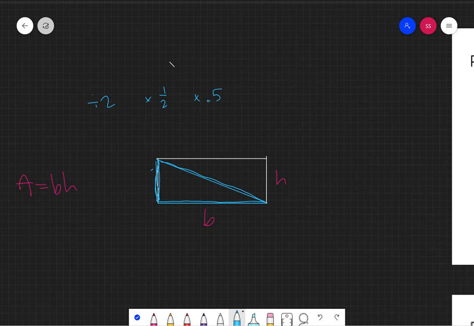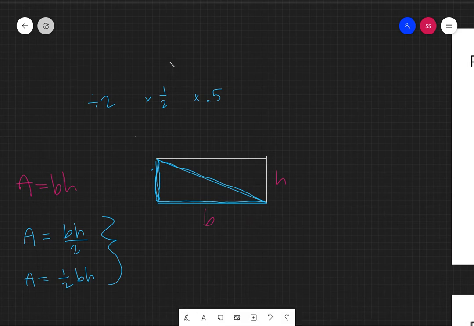So the area then of a triangle, since a triangle is exactly half of a rectangle, would be essentially the area of a rectangle cut in half. So there's 2 ways you could write it. You could write it base times height divided by 2. You could also write it half times base times height. Okay, and again, either one of these formulas work. They'll give you the same answer. So if you prefer one over the other, that's totally fine.